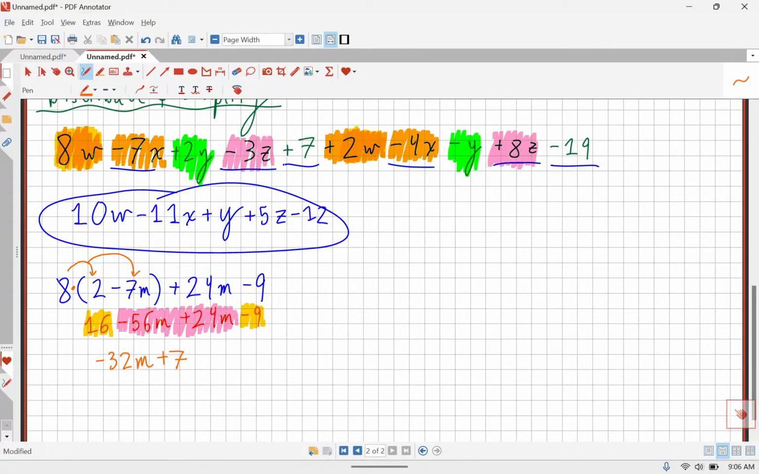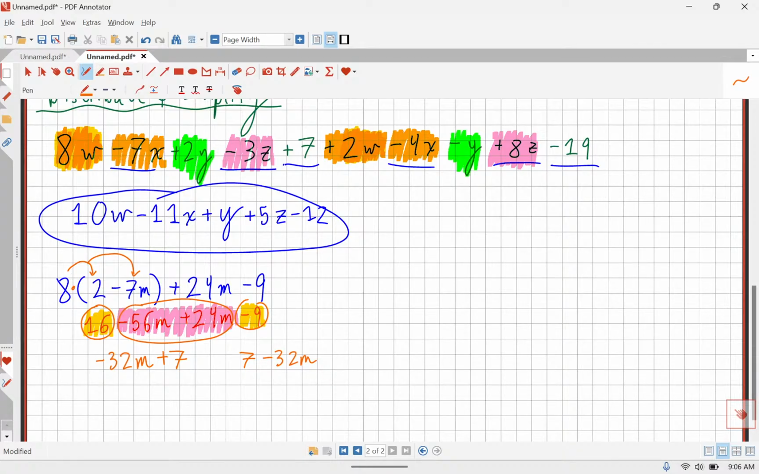How many of us got negative 32m plus 7 or something? They're very close, yeah? Did somebody do that differently and get something that looks a little different? Let's talk about it. Eddie, what did you do? Yeah, so you did the 16 minus 9, which is a positive 7, and the negative 56 plus 24, which is a minus 32m. These are both mathematically accurate, okay?